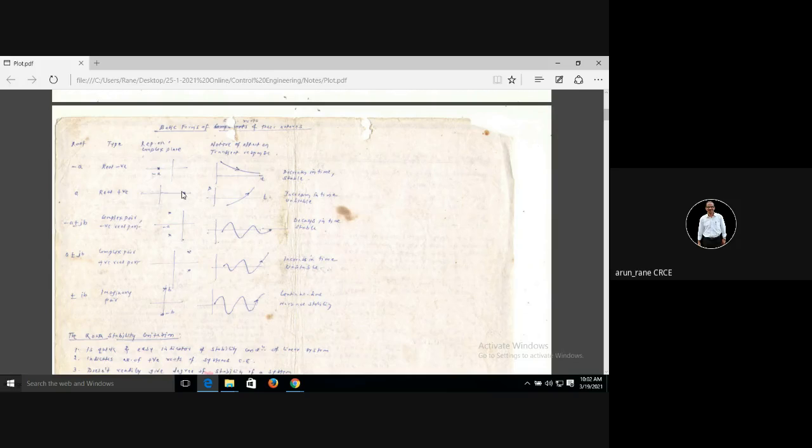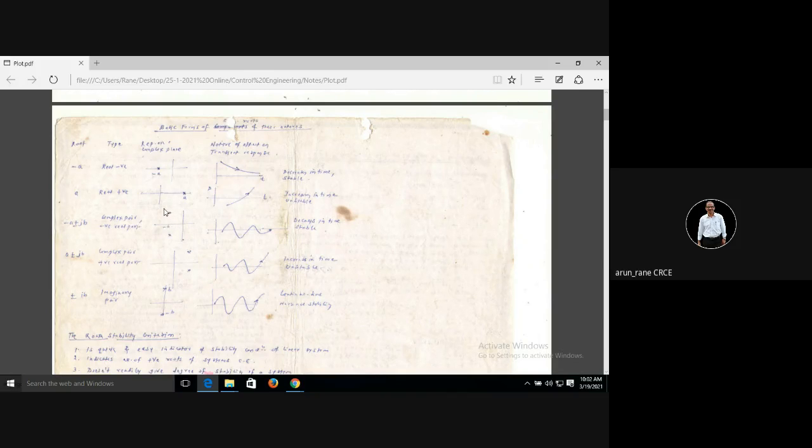Then if the roots are real and positive, see this is what the root is shown. If the roots are real and positive like this, then the system will be unstable. It will go on increasing. The system will never be stable.